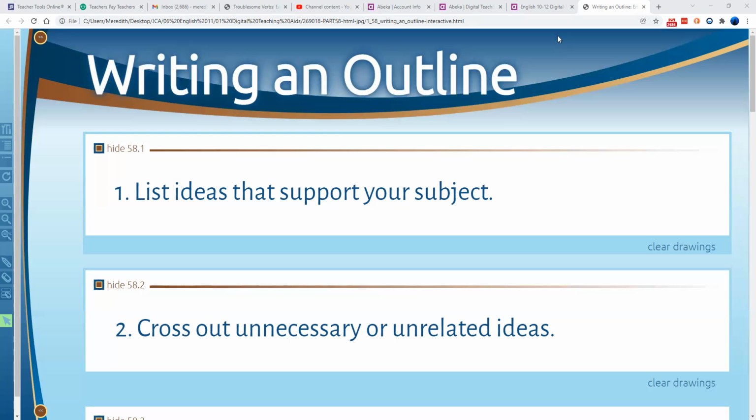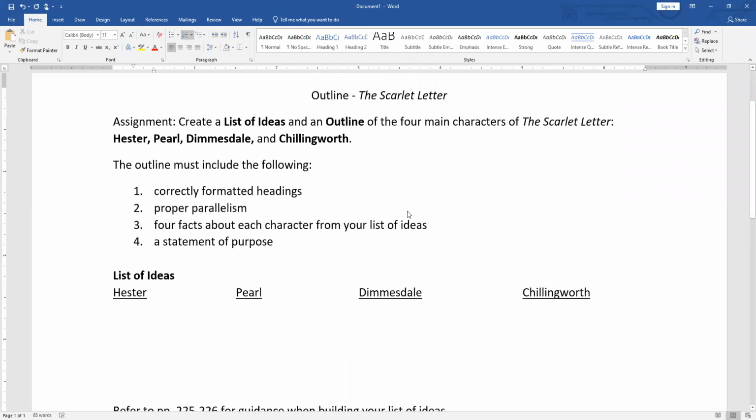But first, before you actually get into writing an outline, you also need to have a list of ideas that support your subject. So first, you need to create a list of ideas. And from that list, you need to pick which ideas you feel are the most relevant that you would like to include in your outline. So let me go and change this over a little bit. All right, let's talk about the list first.